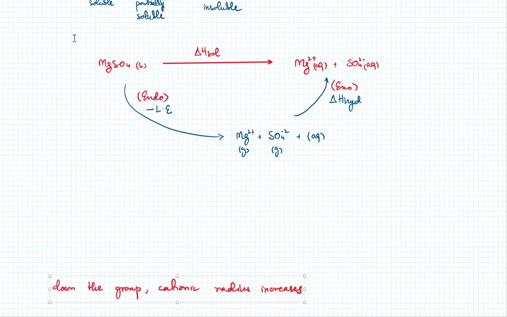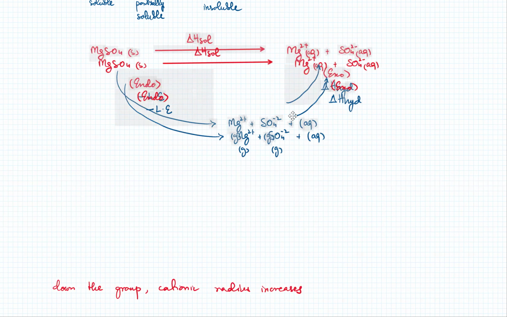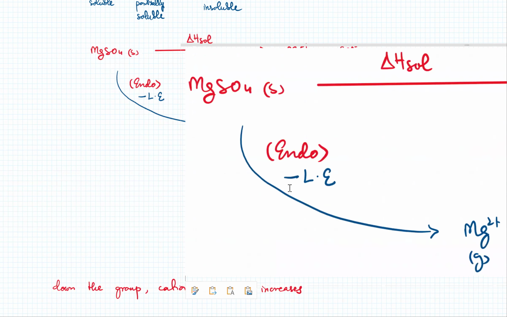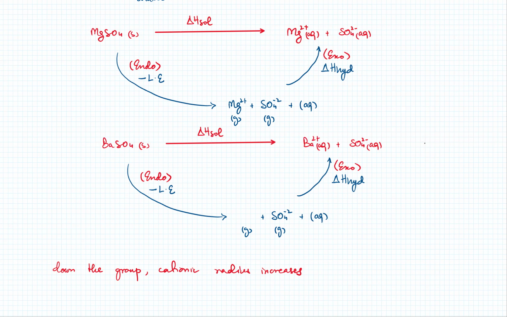Like if I draw the same cycle for barium, let me just copy this and I'm just going to change this to barium. So I'm going to just rub off magnesium and make it. Now BaSO4 is not going to be very soluble, so this is Ba2+, and that's also Ba2+. So I have this thing.